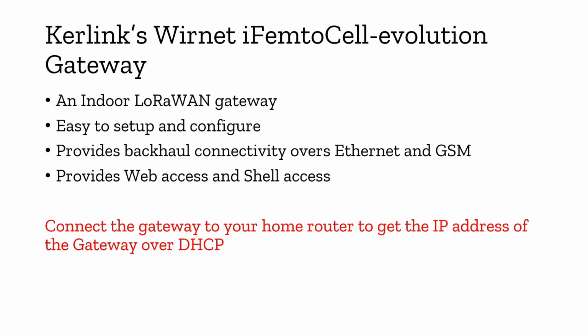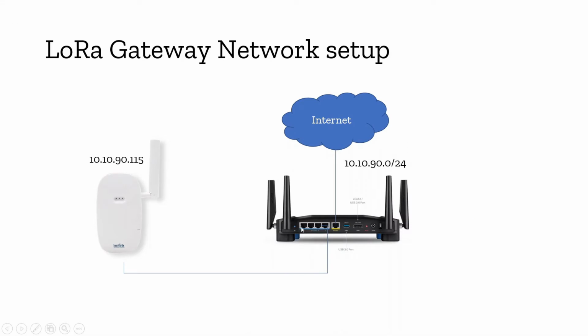Now I assume that you have this gateway and you have connected it to your home router, to get the IP address of the gateway over DHCP. So your home router will automatically assign an IP address to this gateway, and from there our configuration part begins.